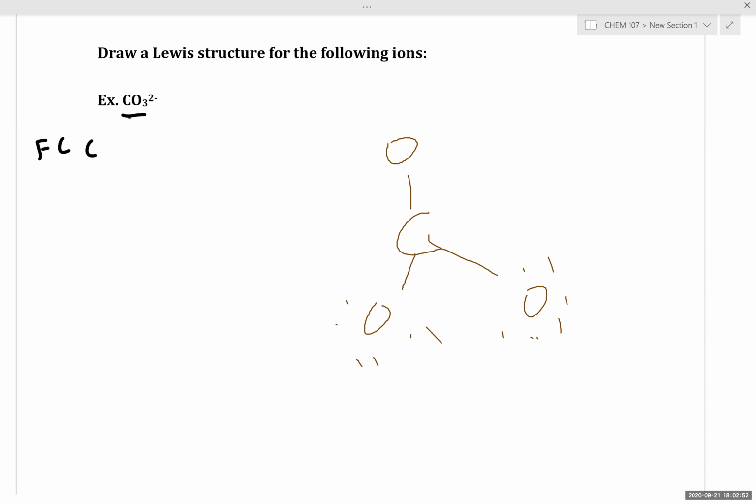So we have a precursor for the Lewis structure for carbonate, and we have a proposed structure for carbonate. Let's focus on our formal charges. So we have our proposed structure. Let's entertain other proposed structures if anyone else wants to share their structure on the class whiteboard. But let's also focus on assigning formal charges to each of our atoms.